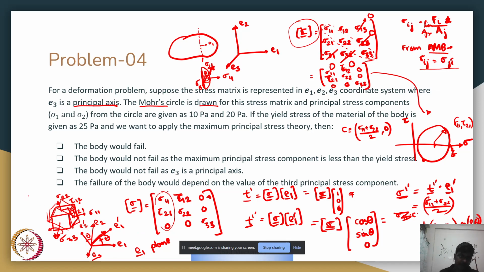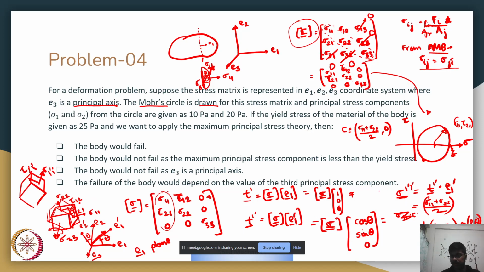So once I have rotated it like this, the cuboid is rotated like this. This component that I am getting is sigma 1 dash 1 dash. And then you have a shear component tau 2 dash 1 dash.